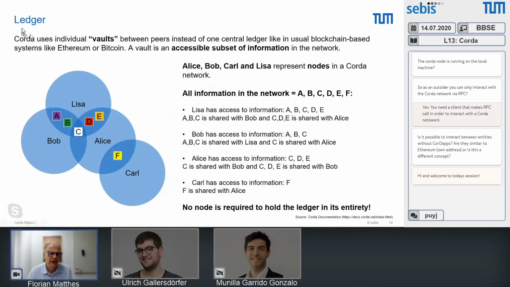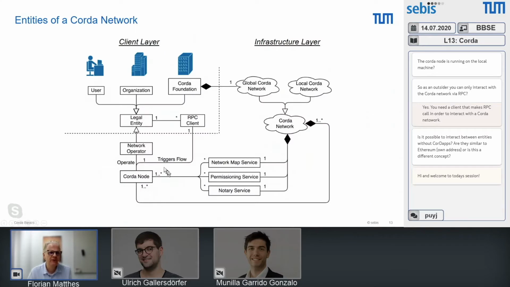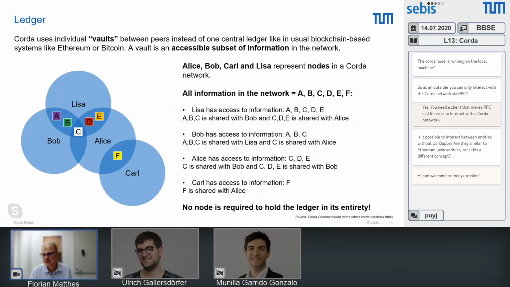So now we talked about the world of the entities. Now we go one level down and ask what the data structures or data stores are. Corda uses the word vault for this. A vault is something like an address space or data container, which can be used for information to exchange, which can be shared between peers.